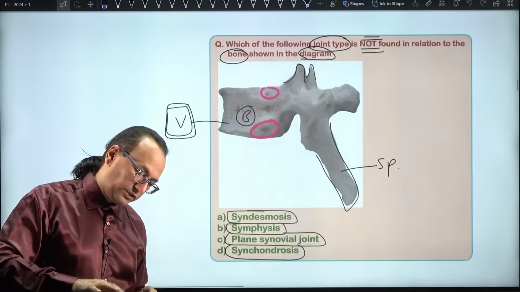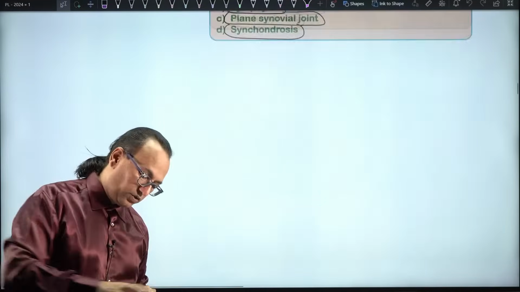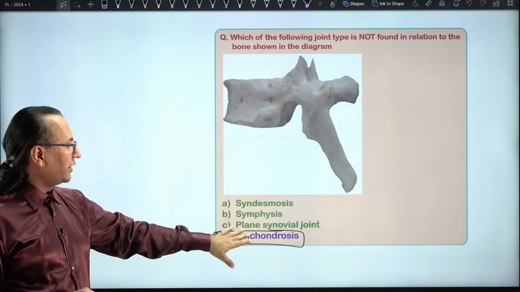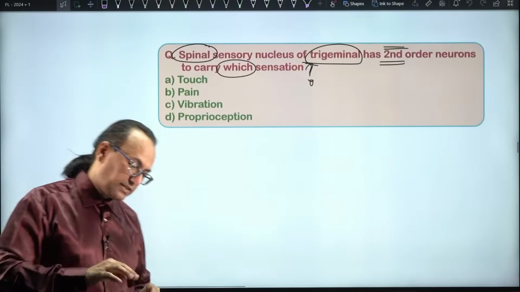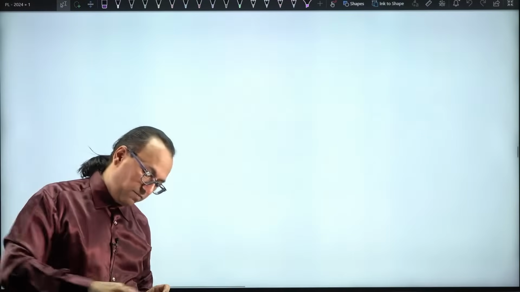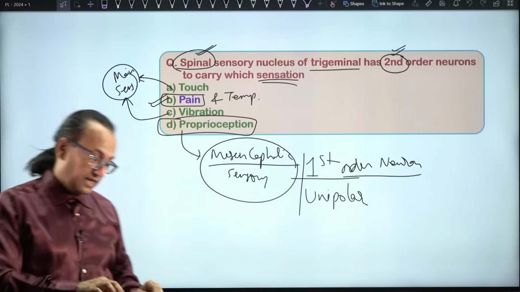Then we had this question about the thoracic vertebra: which joint is not there? We have marked it as synchondrosis because there is no primary cartilaginous joint here. And then this question was asking about the second order neuron in the spinal sensory nucleus, and we have marked it as pain. Choice number B is the answer.